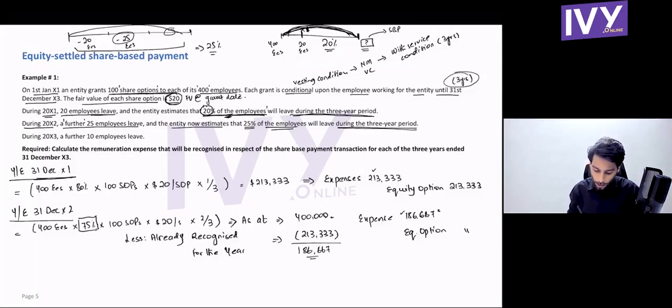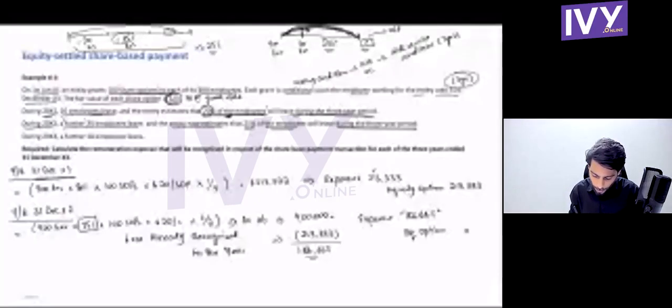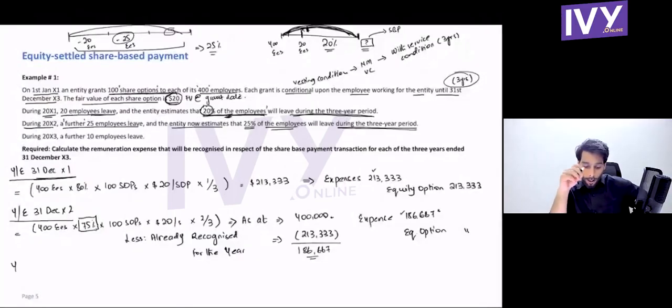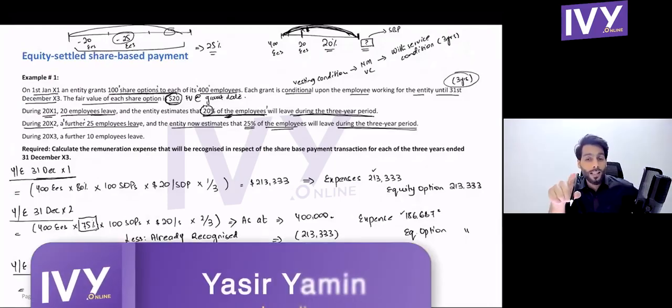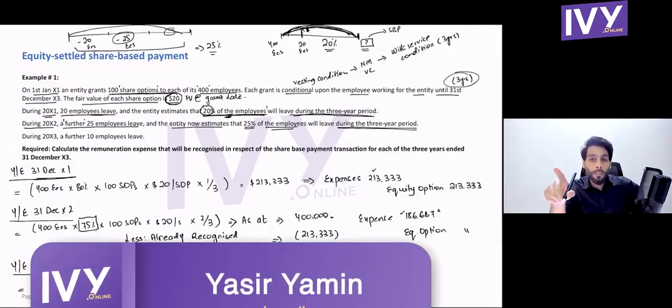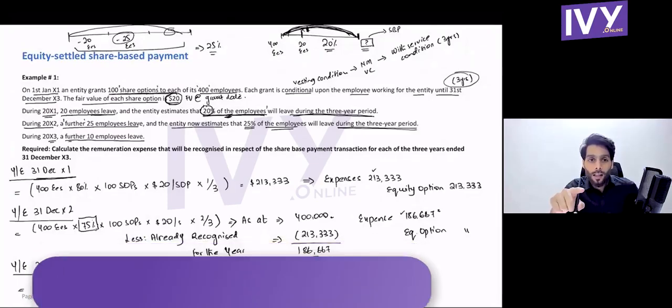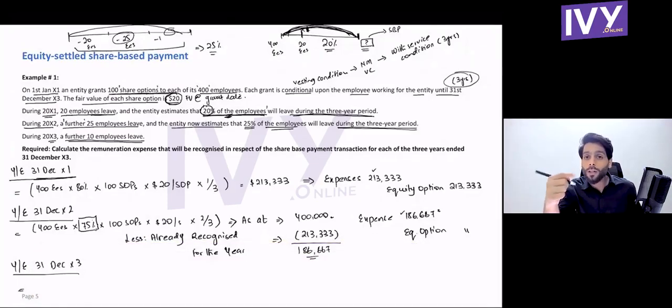All right. Now, let's go for the third year. Year ended 31st December X3. If we look at 31st December X3, just look at it, my friends. It's written that during 20X3, a further 10 employees leave. But you see here, your examiner is pretty smart. He's not giving you an assessment of the 3-year period anymore. And why is that? Because no assessment or estimate is now required, because 3 years have gone by.